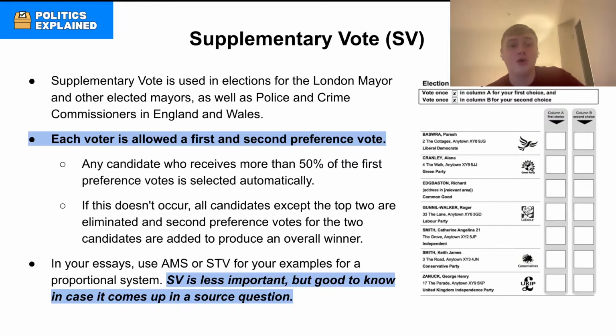It's used in elections for the London Mayor and other elected mayors, as well as police and crime commissioners. And effectively, every voter gets a first and a second preference vote. And if a candidate wins more than 50% of the first preference votes, they're selected automatically. If they're not, all candidates except the top two are eliminated. And then the second preference votes are also taken into account to produce an overall winner, whoever's got the most in terms of a combination of the first preference votes and those second preference votes. Good to know in case it comes up in a source question.